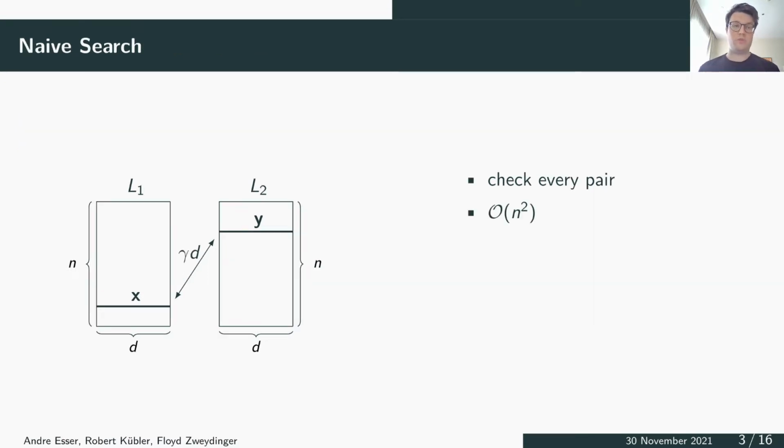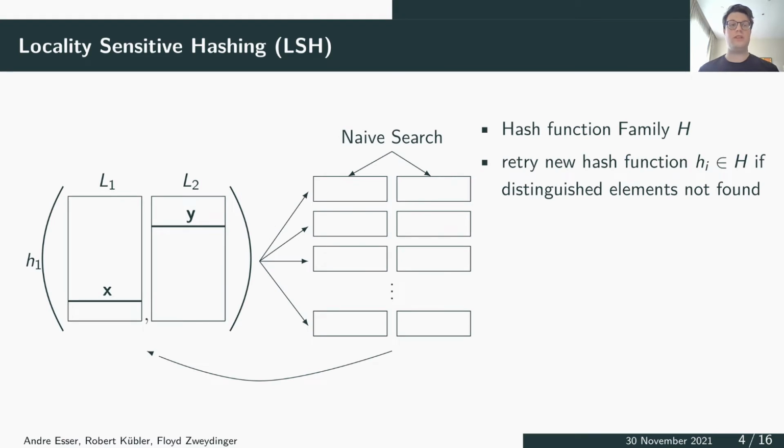And we start with the most fundamental one, the naive search. This algorithm simply checks every pair in these lists, meaning for every element on the left list we enumerate every element on the right list and check if these elements are our distinguished pair x and y. Clearly, such an algorithm has a runtime quadratic in the size of the input lists. Nevertheless, it's an important algorithm to state because we are using it later as a building block for our new algorithm. So as a next step, we want to have a look into the locality-sensitive hashing approach, or short LSH.